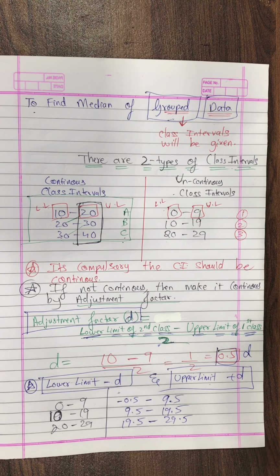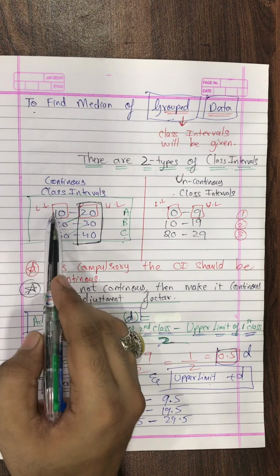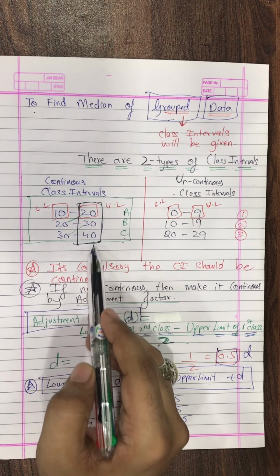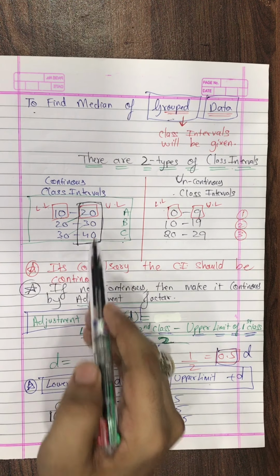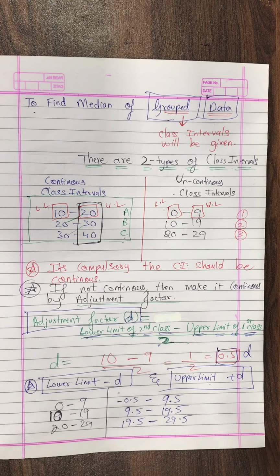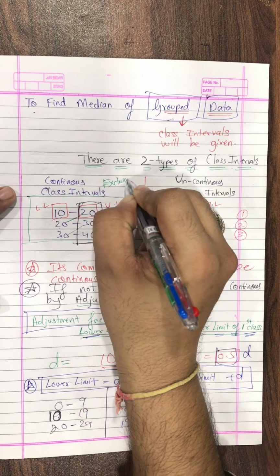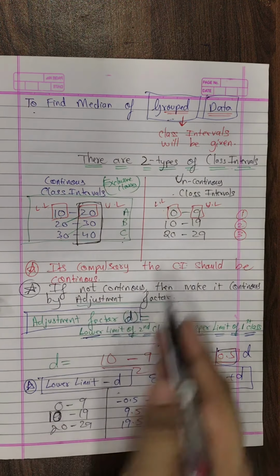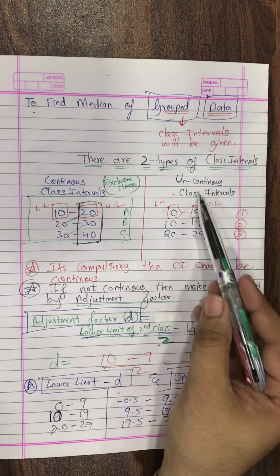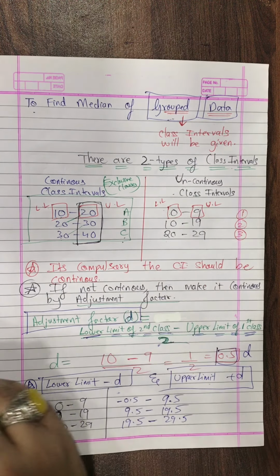Okay, so this is the case in the continuous class, that the lower limits, the left ones, are included and the upper limits, the right ones, are excluded. That's the reason the other name of this continuous class is exclusive class, because the upper limits are exclusive. Just for your knowledge, in uncontinuous class, both lower and upper are inclusive.